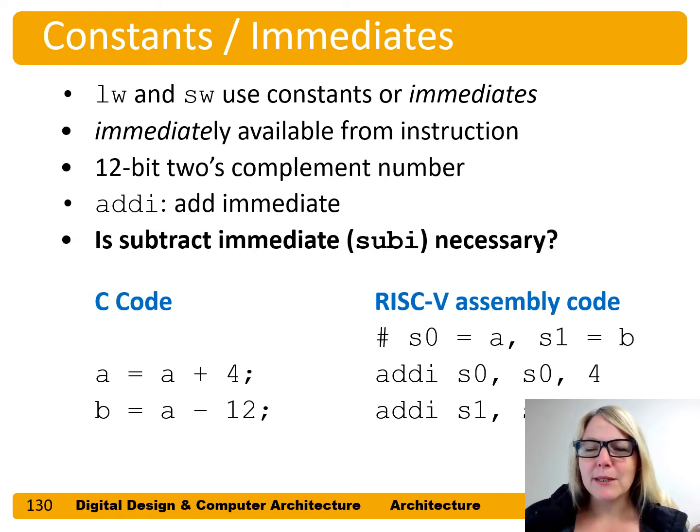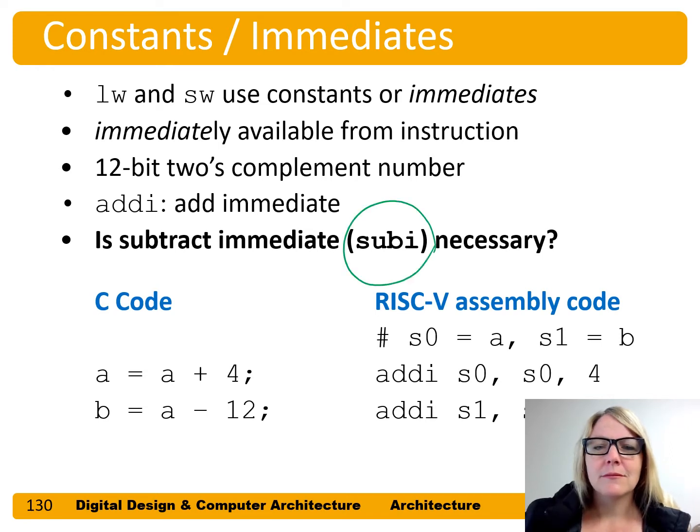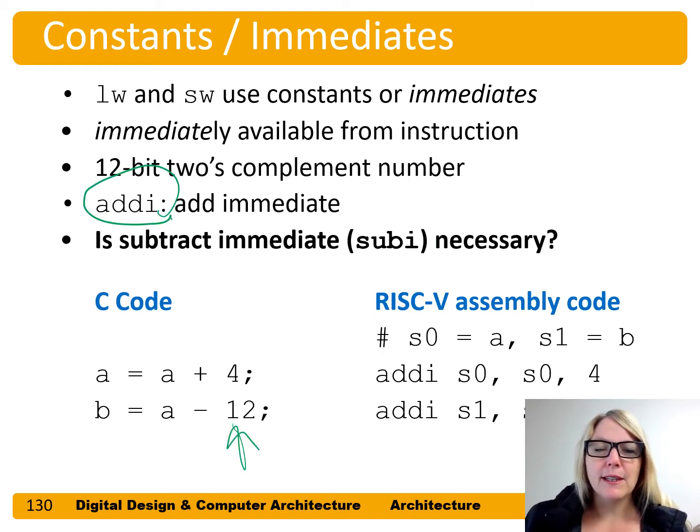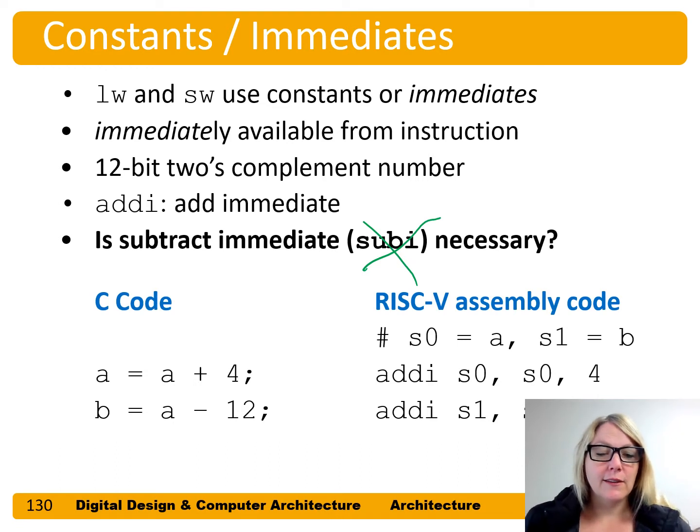So what about subtract immediate? Do we need that instruction? No, we don't, right? We can do that operation already with the add immediate. Just make the immediate a negative value. So subtract immediate, not necessary in our instruction set. And remember, smaller is faster. The fewer instructions I have to process or handle, that the processor has to handle, the faster it can be.